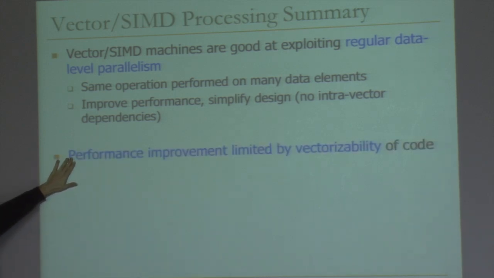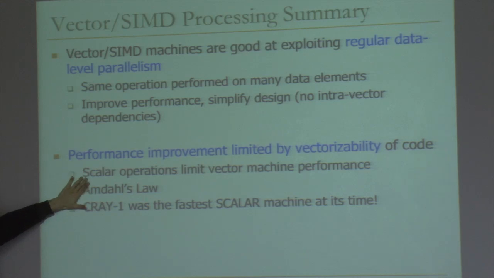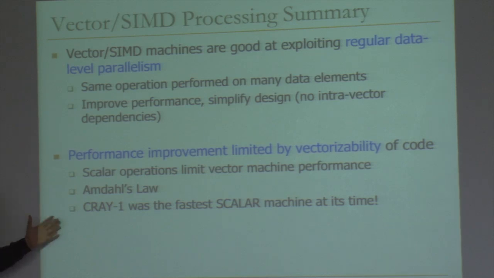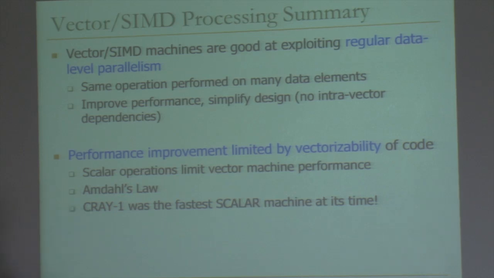The downside is performance improvement is limited by the vectorizability of code. And I'm going back to the Cray I example. Scalar operations limit vector machine performance. Right? Let's say your vector length could be infinite. If the scalar part of your code is 1% of the entire execution time, the maximum speedup you get is only 100, right? That's Amdahl's law.